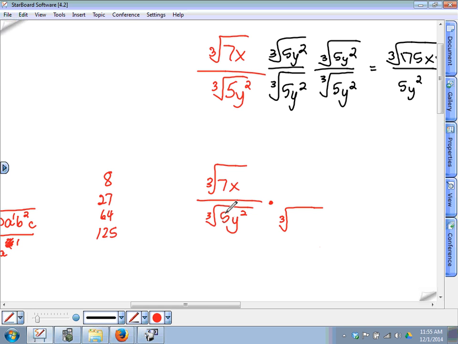So what do I need to multiply 5 by to make it equal 125? 25, right? So I'm going to multiply this by a 25 right there. Because what is 5 times 25? 125. Now the other problem is the variable, y squared. 2 is not divisible by 3, is it? How many more y's does it really need to be divisible by 3? Just needs one more y. So multiply it by that.